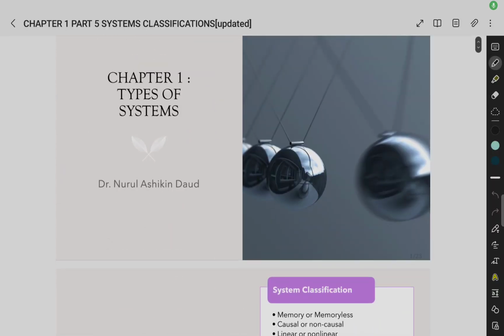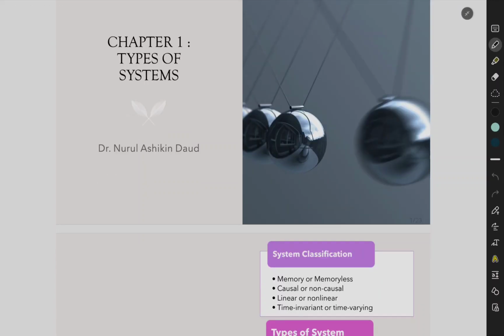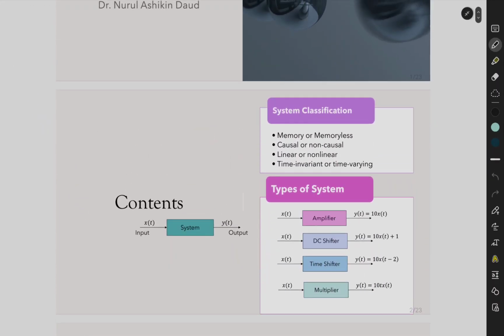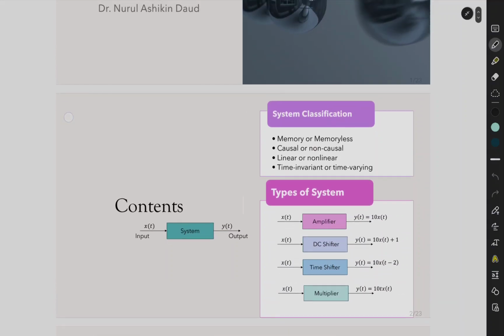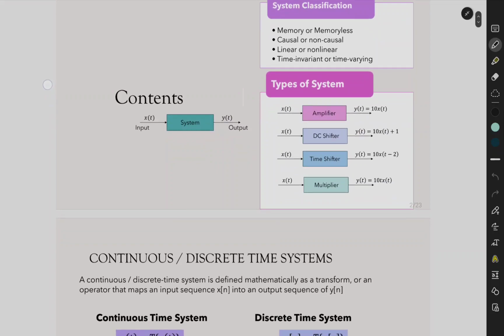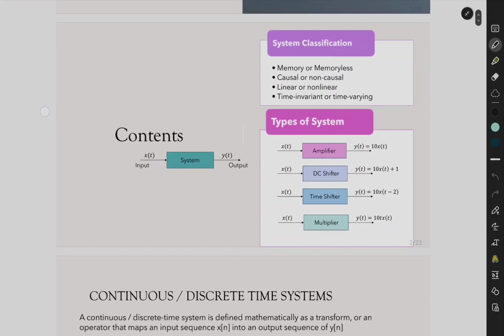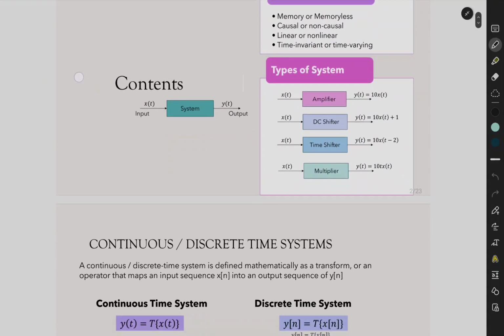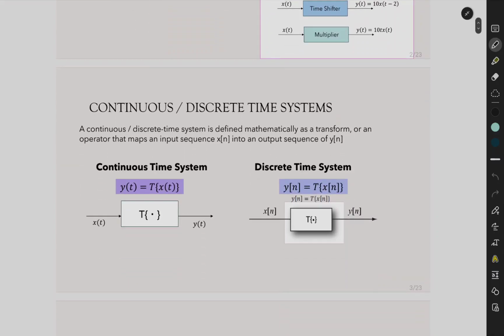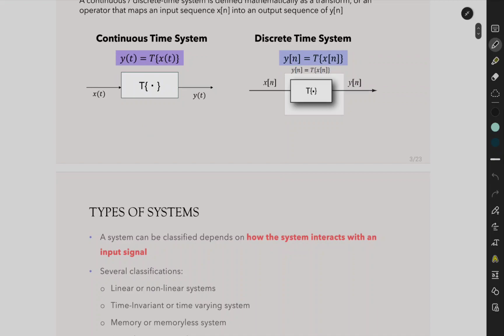Hello guys, so now I'm going to learn about what the types of systems are. Actually, there are four types of systems. This is for myself to do revision. The four types are: memory or memoryless, causal or non-causal, linear or non-linear, and time invariant or time varying.